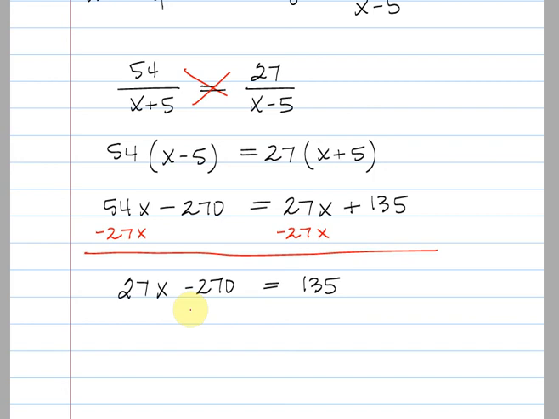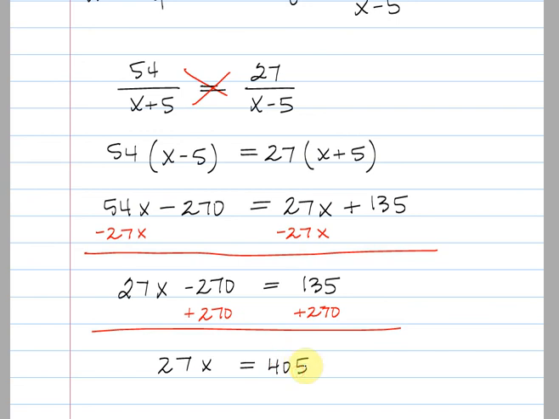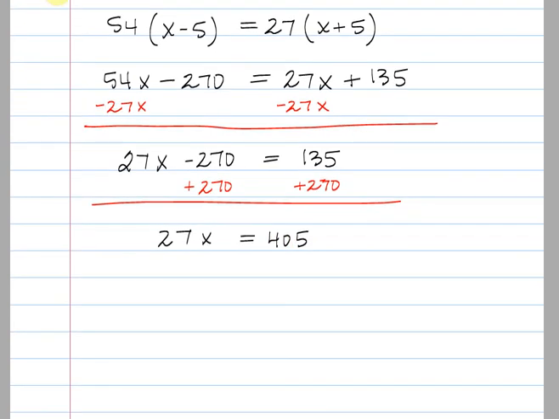Then in order to get all of my numerical terms on the right hand side, I'm going to add 270 to both sides. That gives me 27x equal to 135 plus 270, which is 405. We're almost there. The last step is to divide both sides by 27. And the result is x equals 405 divided by 27, which is 15. So the speed of the boat in still water is 15 miles per hour.